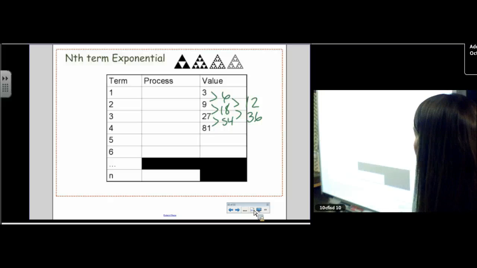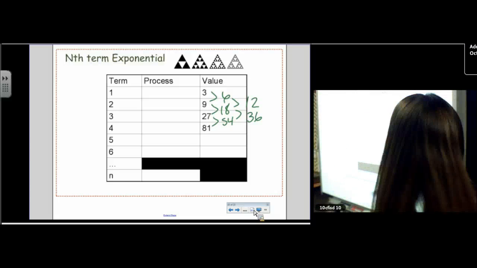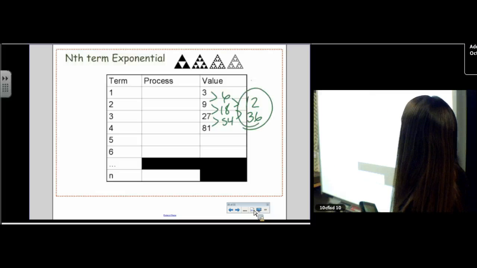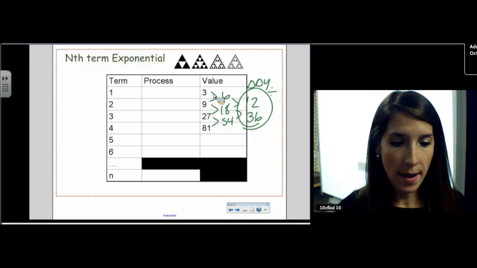Now, what you can do, to kind of give you a hint when it is exponential, you can take your delta y and you can divide those numbers. What's 36 divided by 12?